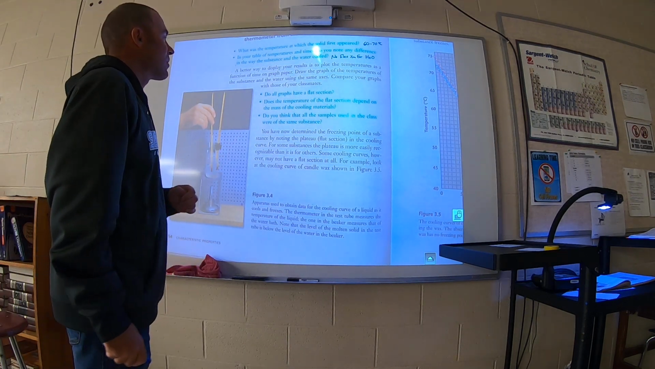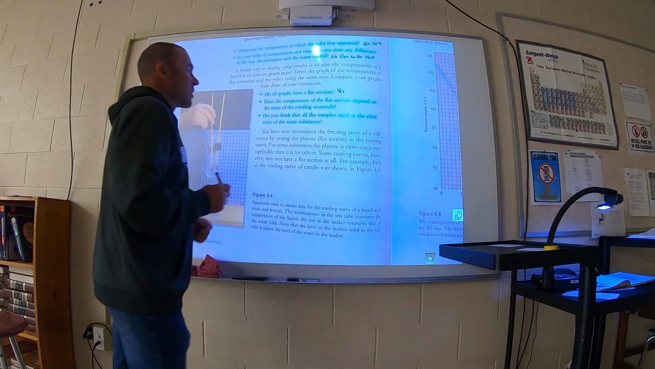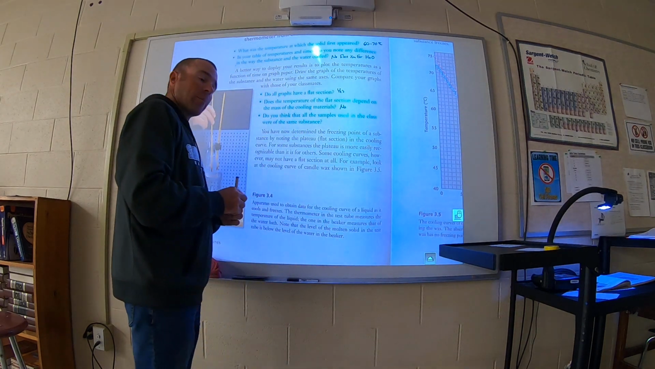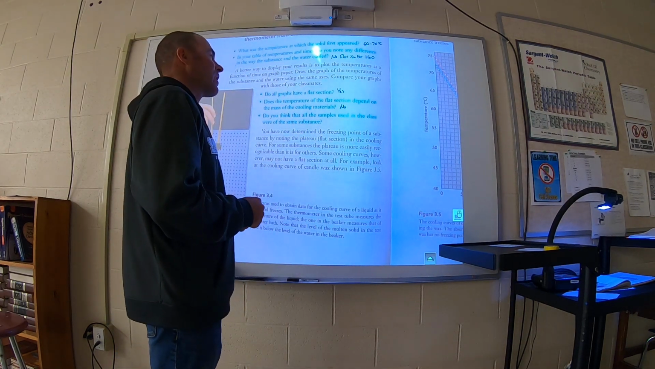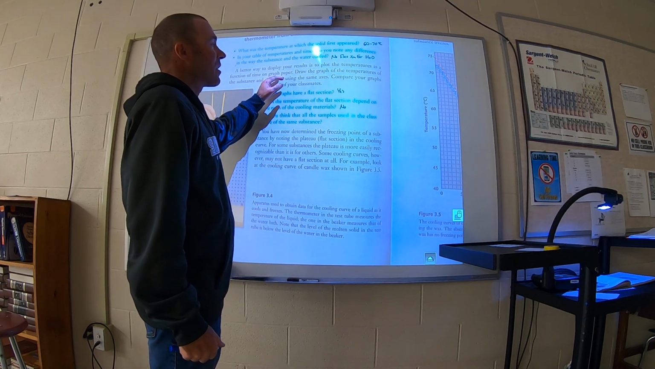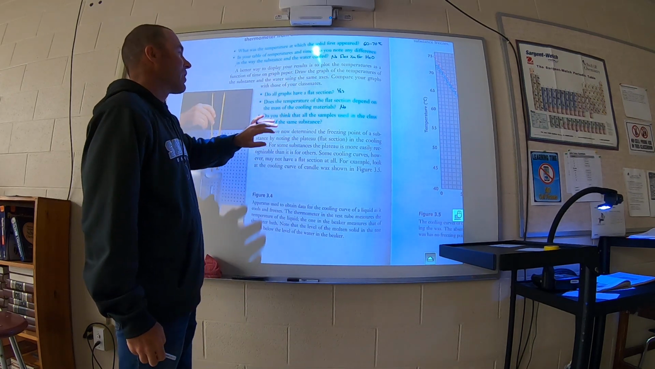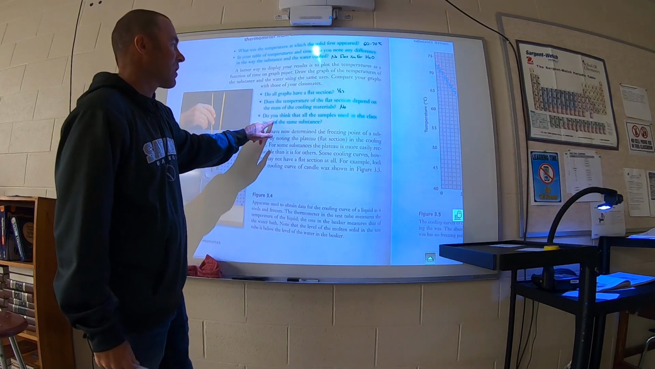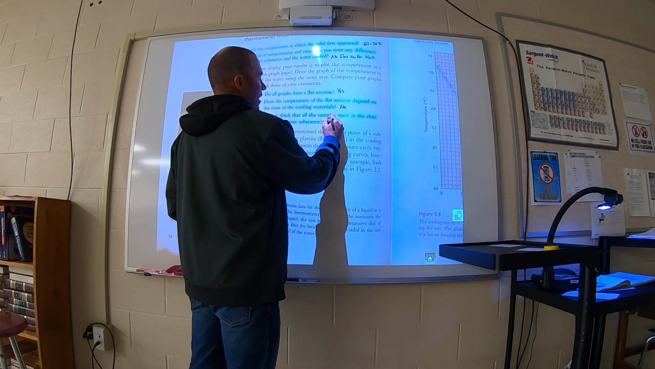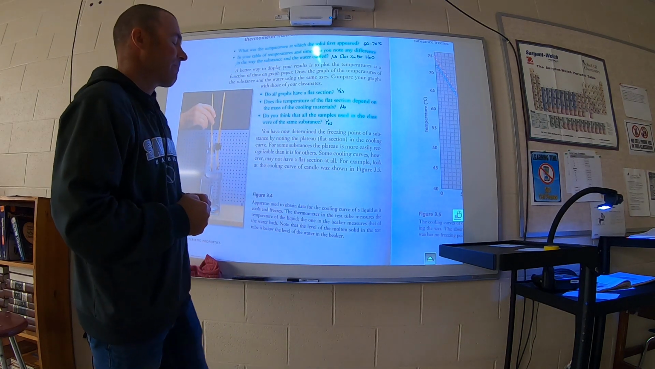It didn't change states. Do all graphs have a flat section? Yes. Does the temperature of the flat section depend on the mass of the cooling material? No. Okay, water melts at 0 degrees Celsius or 32 degrees Fahrenheit. Candle wax melts at around 60 degrees Celsius, no matter how much you have. Now, the more you have, the longer it's going to take, but it's still going to melt at 60 degrees Celsius. Do you think that all the samples used in the class were of the same substance? Some years I changed that. This year I haven't. So yes, they were all the same. Everybody had a flat section at about 60.